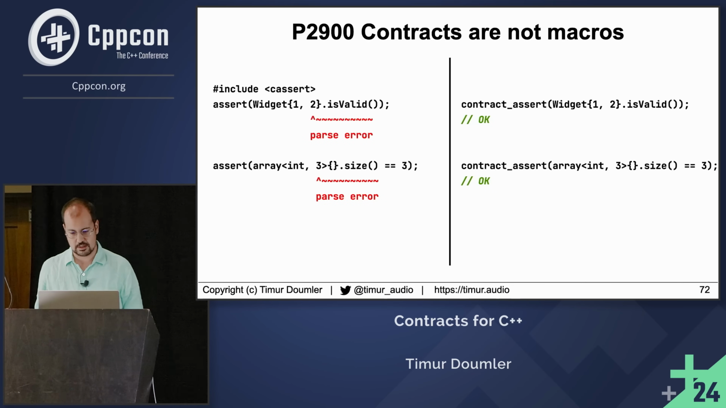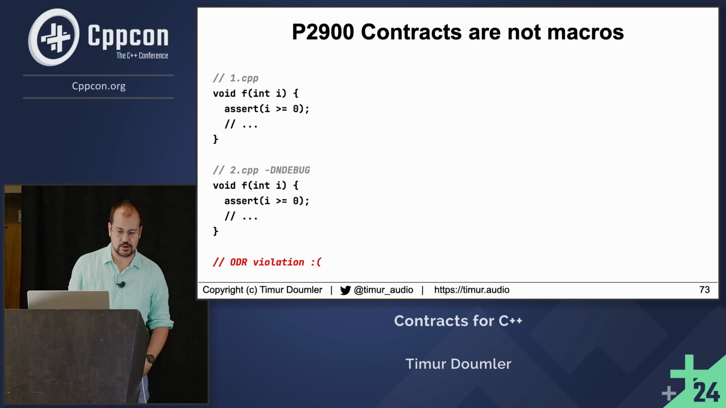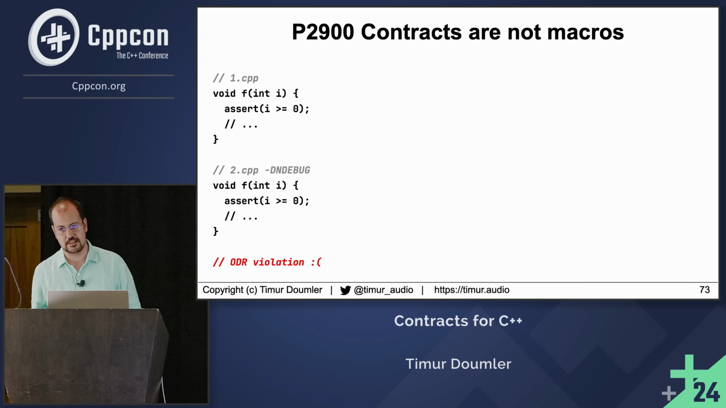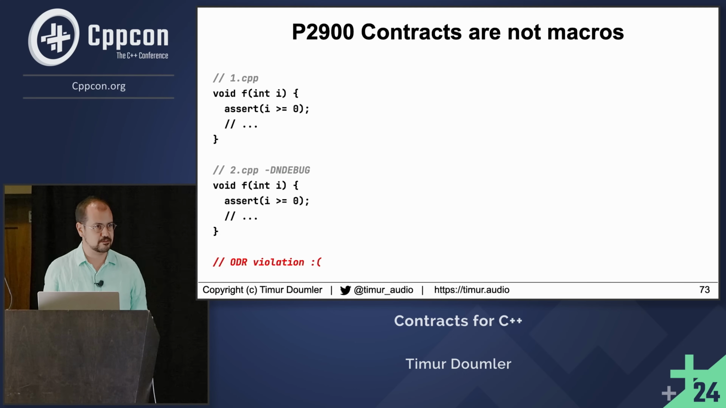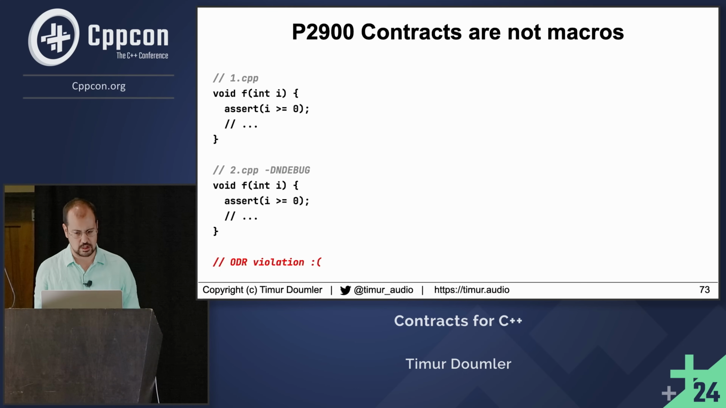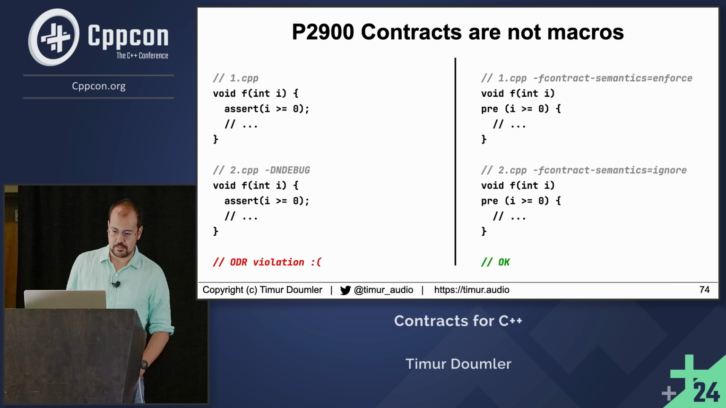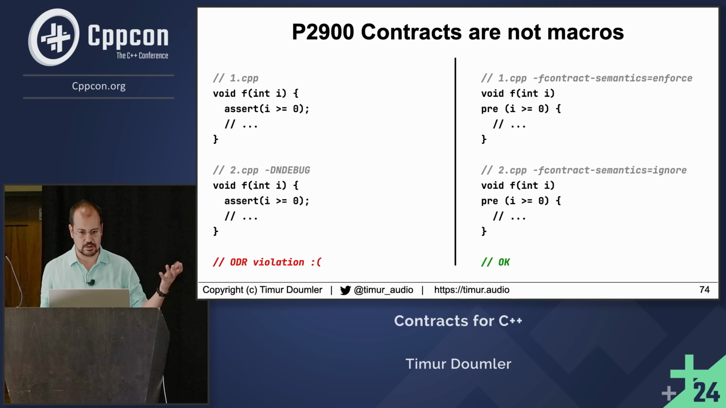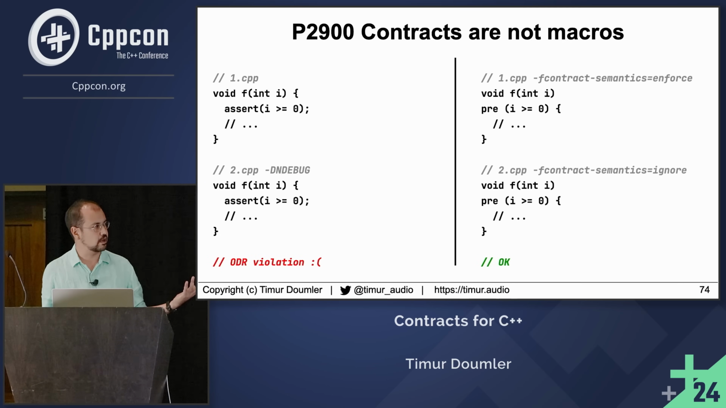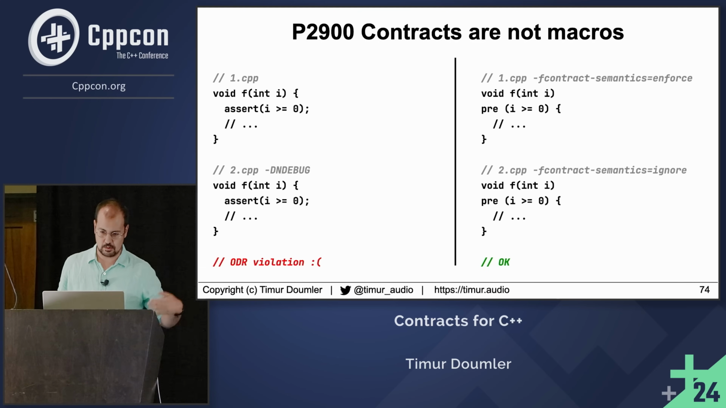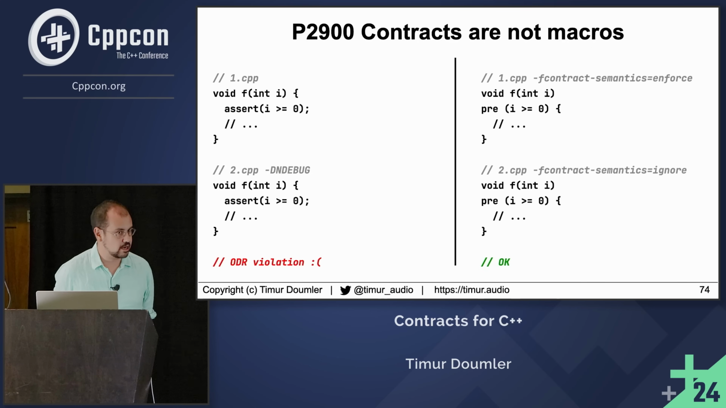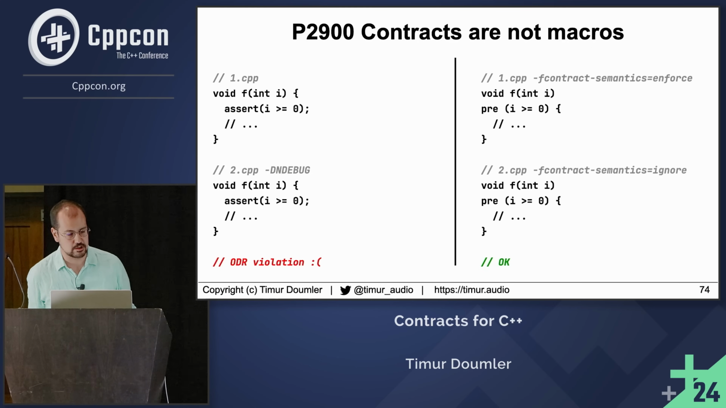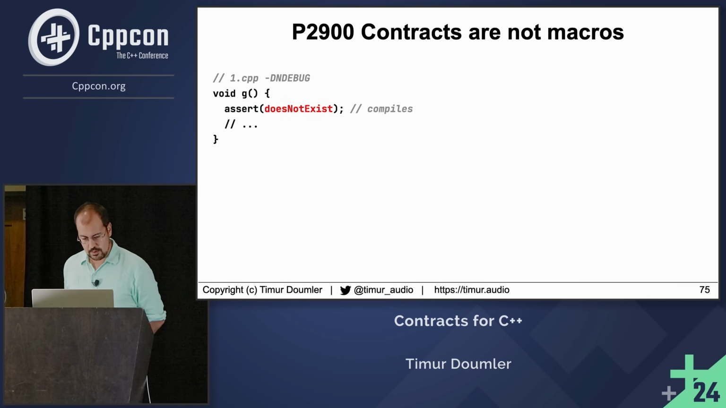Another problem with macros is, well, if you compile the same function in one translation unit with NDEBUG off and in another translation unit with NDEBUG on, then you have an ODR violation. You have two different definitions of the same function in the same program, so that's not going to go very well. With P2100 contracts, you don't have that problem. You have a very similar way of enabling and disabling contract assertions. One way of doing this is also with a compiler flag. But if you link them together, you're not going to get an ODR violation because it's a language feature, not just macros.